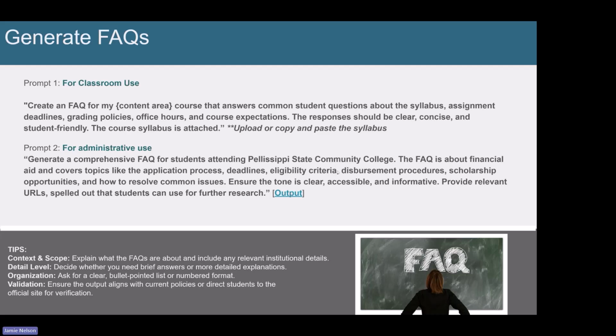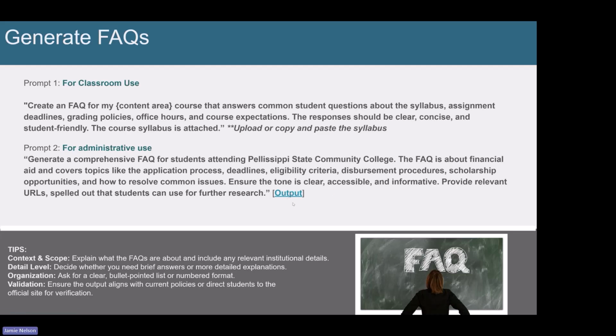So first, let me explain that as long as information is publicly available on the web, then these tools will access it and pull information from it. So I'm pointing it to Pellissippi State, and it's going to go find the information on their website if it's embedded there, and pull back the information for me.